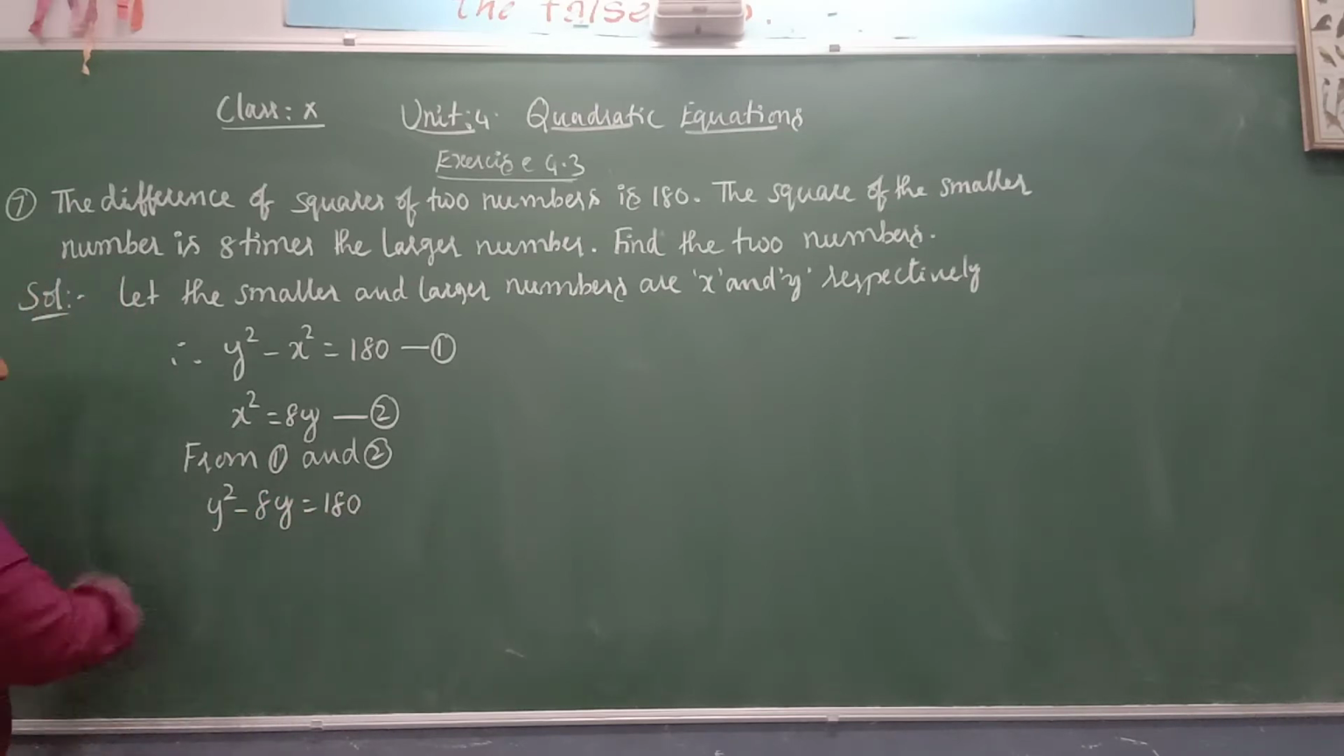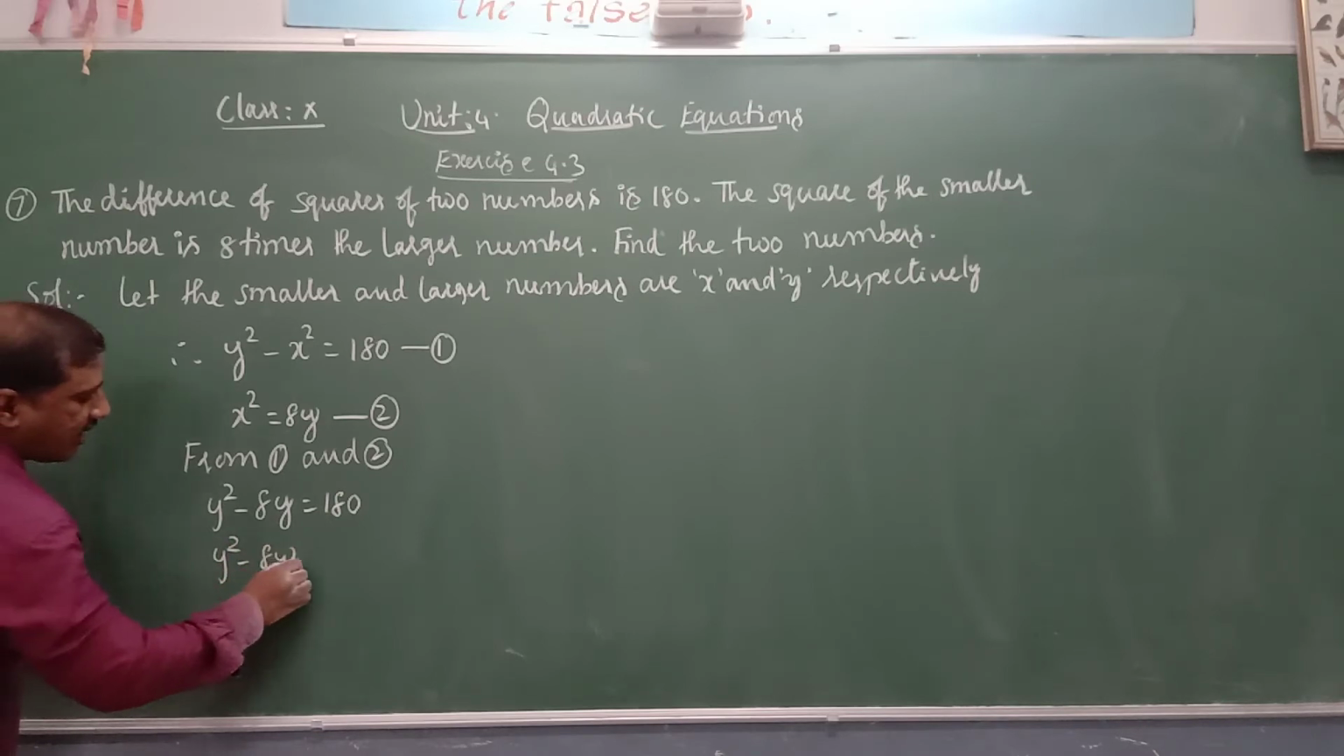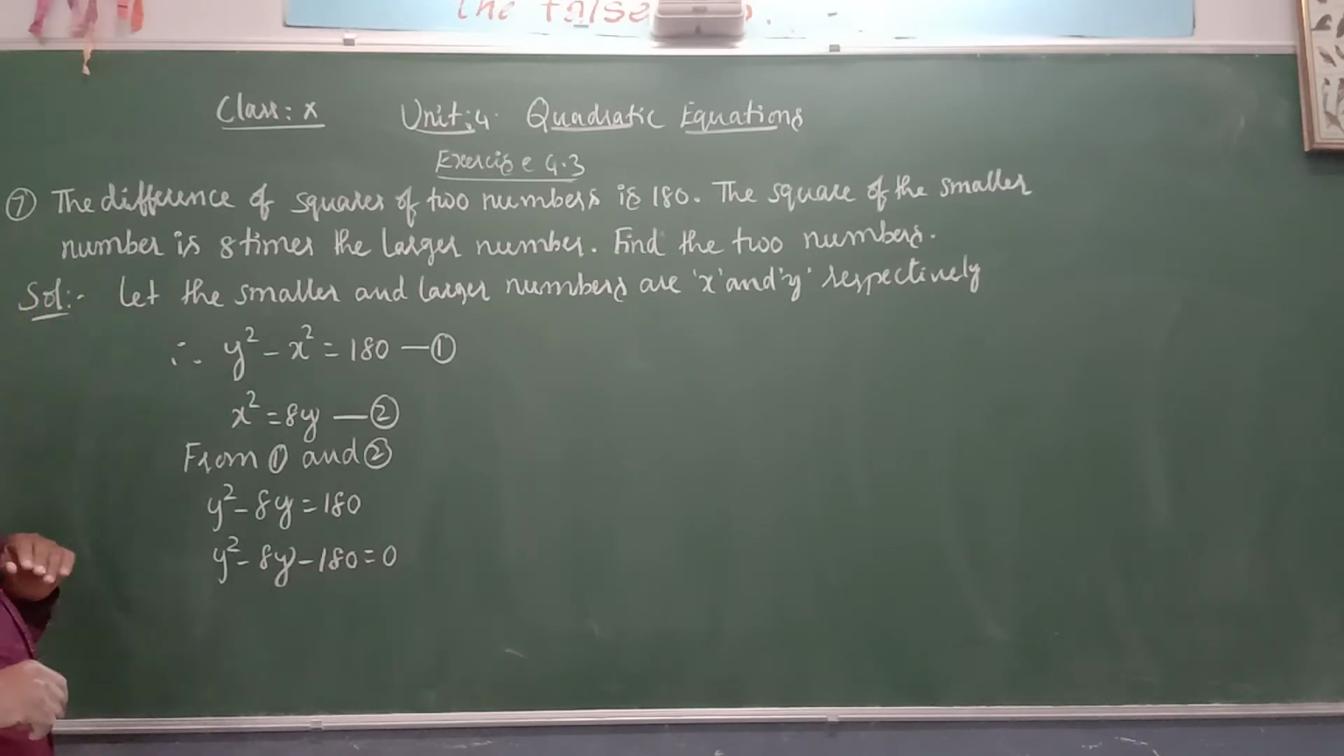Now transpose 180 to the LHS. y squared minus 8y minus 180 is equal to 0. Now we need to solve this equation, either by using the quadratic formula or by using factorization.